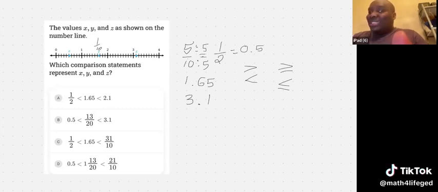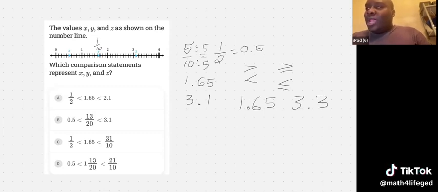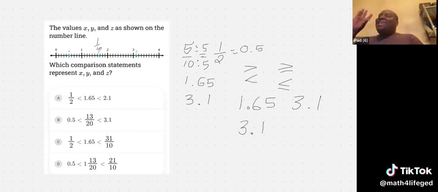So if I'm comparing 1.65 and 3.1, listen, it doesn't matter where I put the 1.65 and the 3.1. I'll turn it around: 3.1 or 1.65. The alligator mouth will eat the largest number. So consider the inequality signs as a mouth. The alligator mouth will eat the largest number.